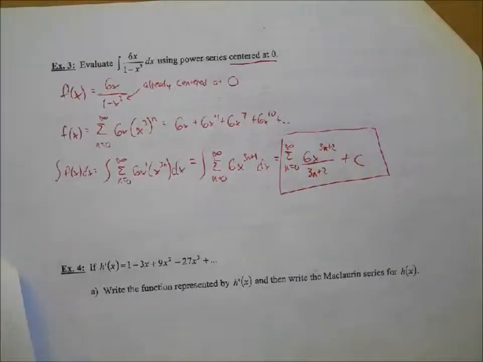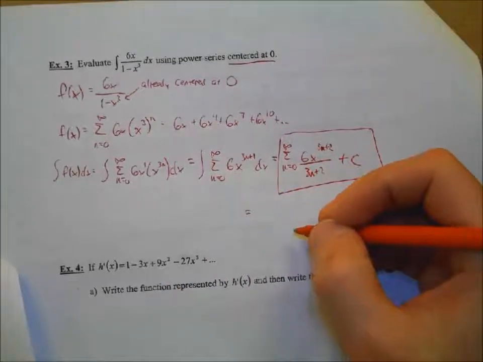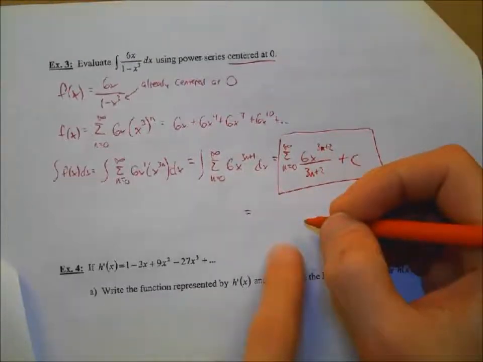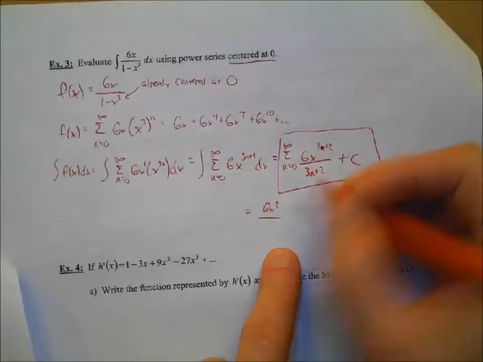Is this series geometric? How can you tell? Too many numbers. Well, let's take a look. So the first term, we plug in a 0. It'll be 6x squared over 2.